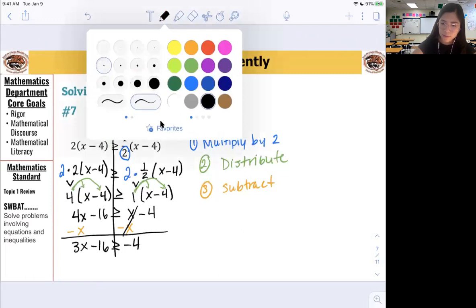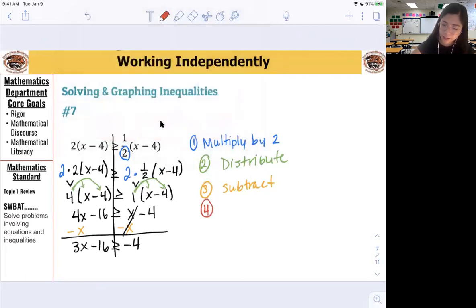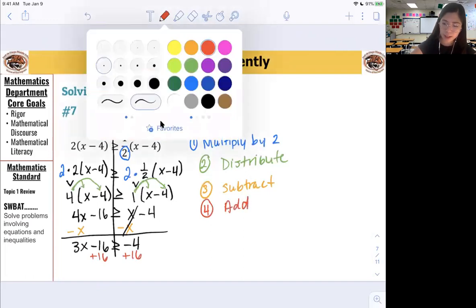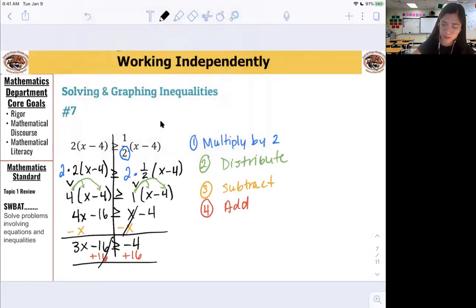I've got 2 steps left. Step 4, I need to get x by itself, so that 16 has to go away. So I'm going to add 16 to both sides. Negative 4 plus 16 is 12. And my final step is to divide by 3 on both sides to get rid of my 3. And when I divide by 3, I get x is greater than or equal to 4.